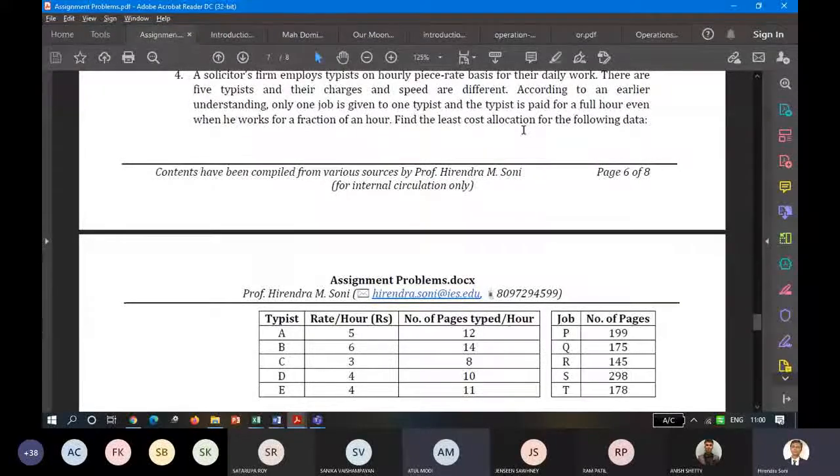ये देखिए यहाँ पर क्या हुआ है. The typist is paid for a full hour even when he works for a fraction of an hour. So that means 4 hours 5 minutes will be counted as 5 hours, into the rate per hour. तो किसी को 5 रुपए देना पड़ेगा, किसी को 6, किसी को 3, किसी को 4, किसी को 4. अभी ये ऐसा क्यों है? Based on their experience and the quality of work that they may be delivering. Okay? या फिर आपने कॉन्ट्रैक्ट उनके साथ कैसे किया है?